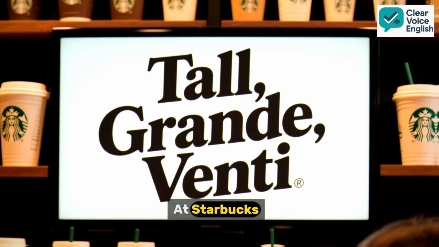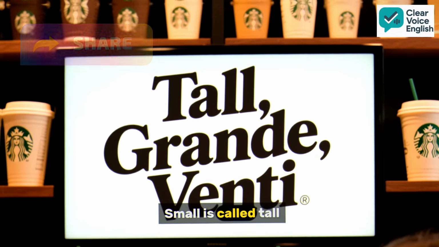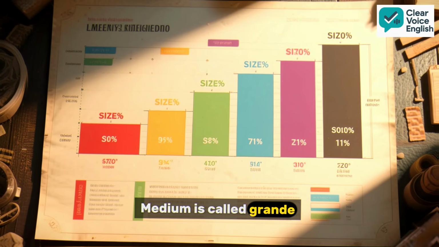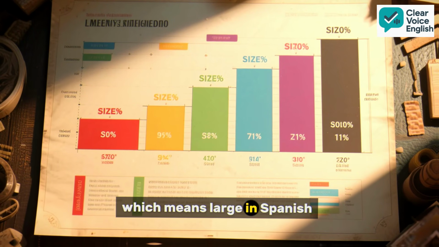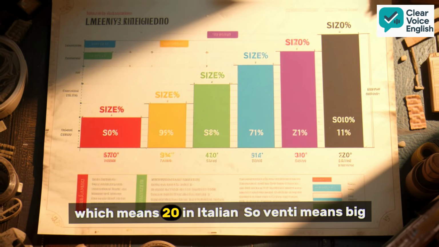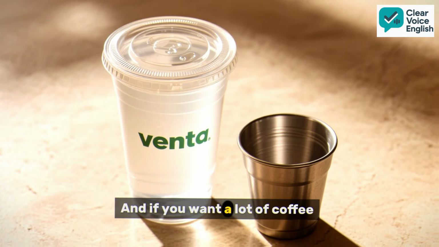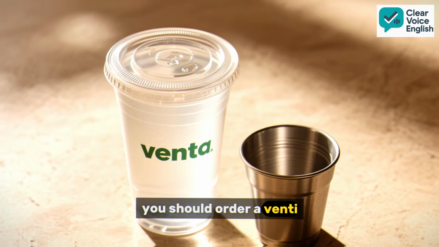At Starbucks, they have special names for their sizes. Small is called tall. Medium is called Grande, which means large in Spanish. And large is called Venti, which means 20 in Italian. So Venti means big. And if you want a lot of coffee, you should order a Venti.